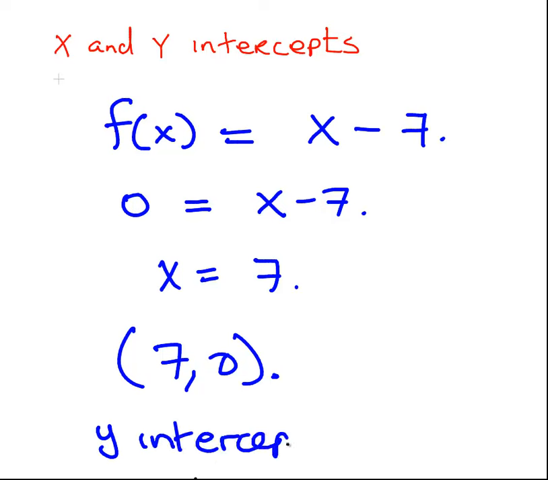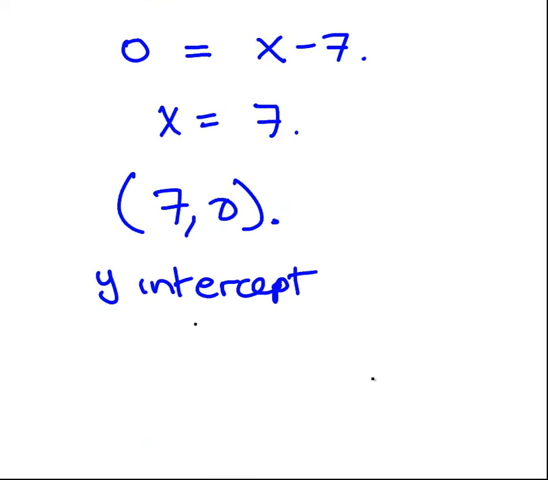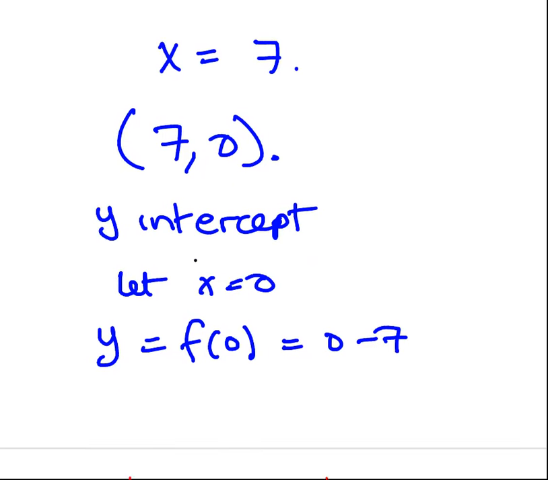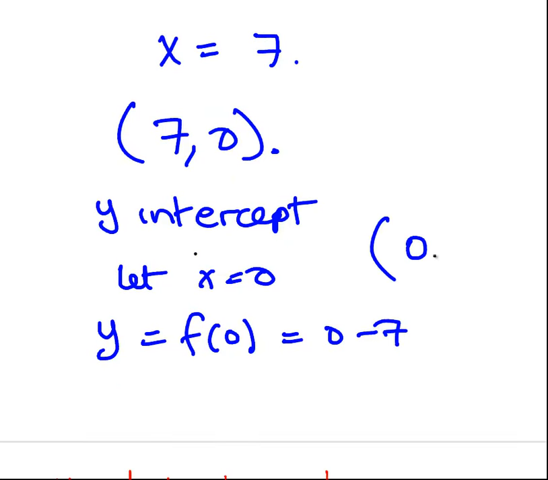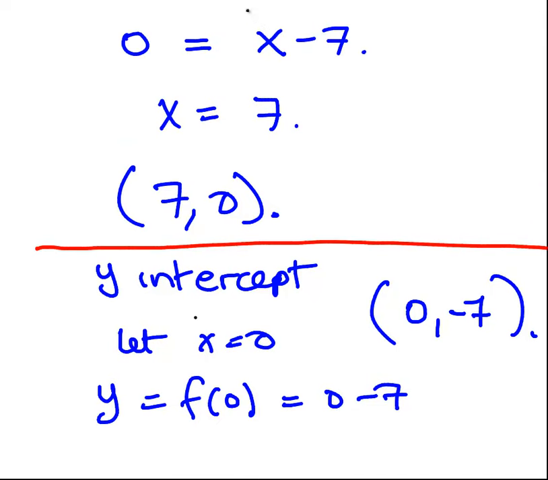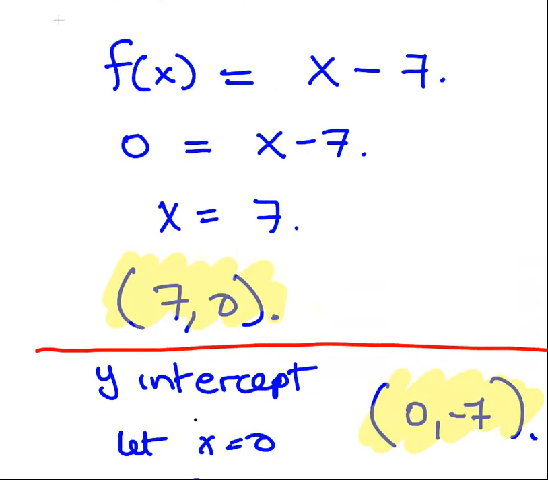The y-intercept would actually be, just in case you're wondering, let's do it out here, just to have a full one: let x equal to 0. So y equals f of 0 equals 0 minus 7. In this case, the y-intercept works out to be 0 and minus 7. It's not actually asked for directly, but let's have them side by side. This is the x-intercept, and this is the corresponding y-intercept for the same function, because you're probably going to be asked both together.